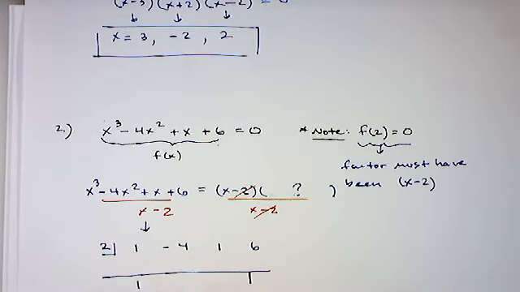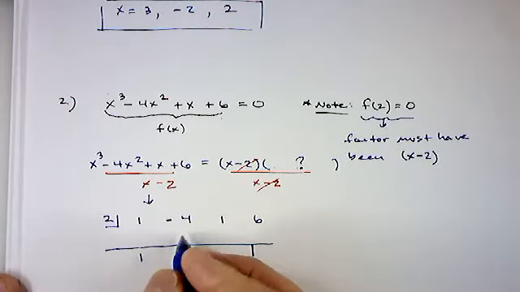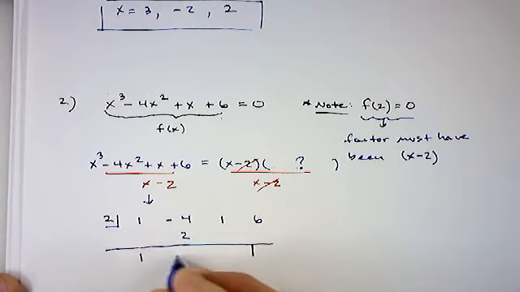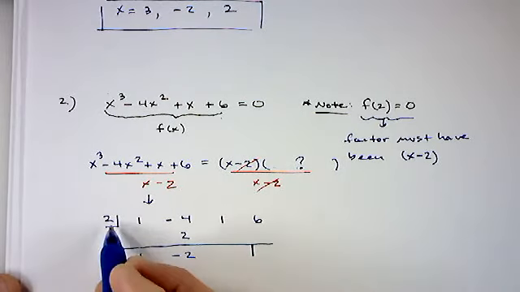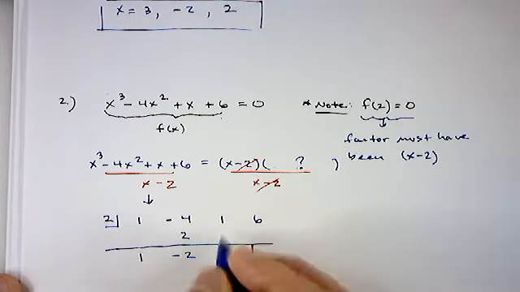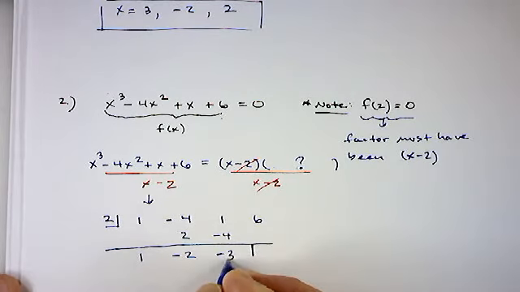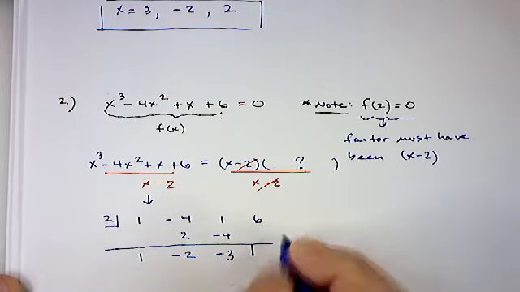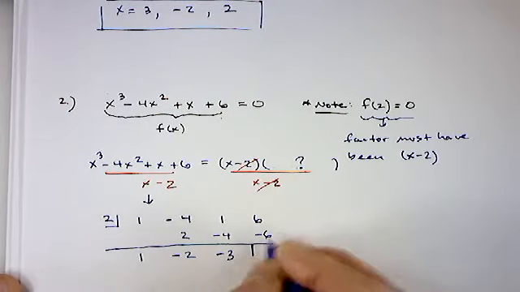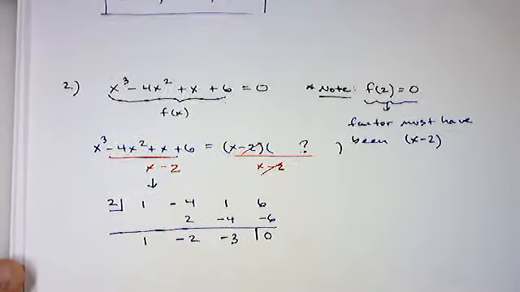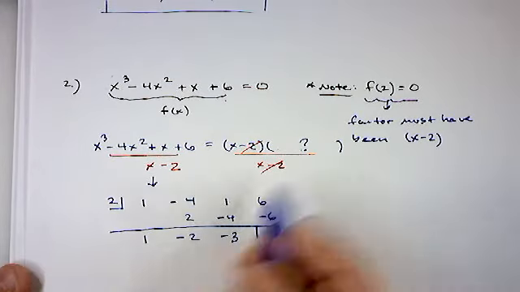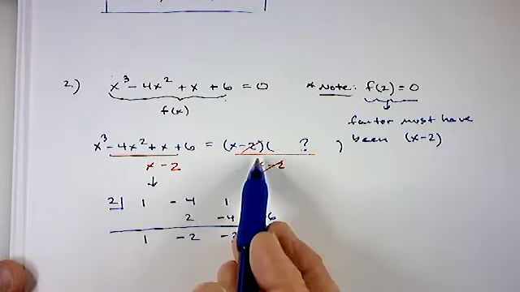Bring down the 1. 2 times 1 is 2. Negative 4 plus 2 is negative 2. 2 times negative 2 is negative 4. Add those together, I get negative 3. 2 times negative 3 is negative 6, and that gives me a remainder of 0, which means, of course, that 2 must have been a factor, but we already knew that.